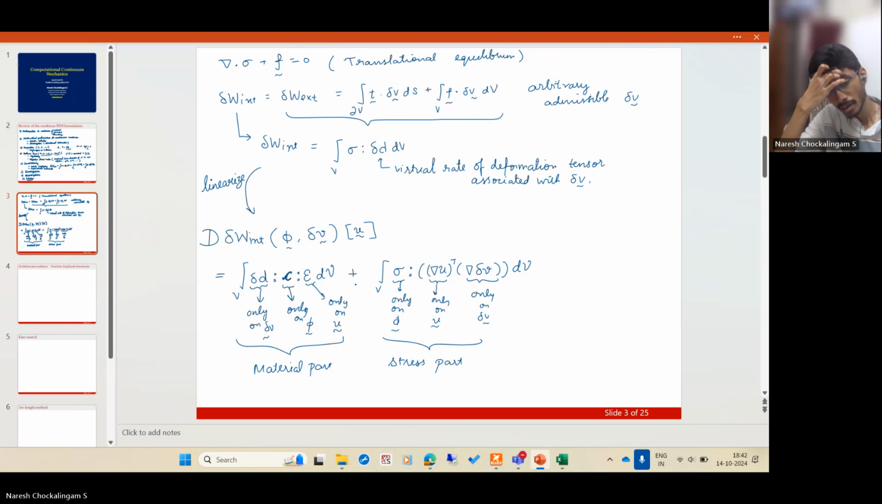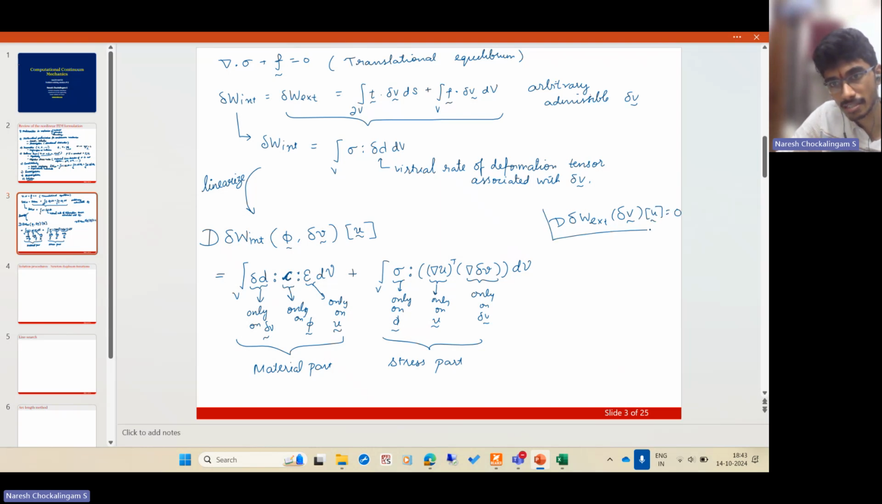So we should also linearize the external virtual work done, but under certain special conditions we saw this is equal to zero. The external virtual work done should not depend on the current configuration anyway. It depends only on del V and Q. And this turned out to be zero under certain special conditions where the forces are prescribed. They do not depend on the deformation, and they are conservative. So the next step we did was discretize these equations.